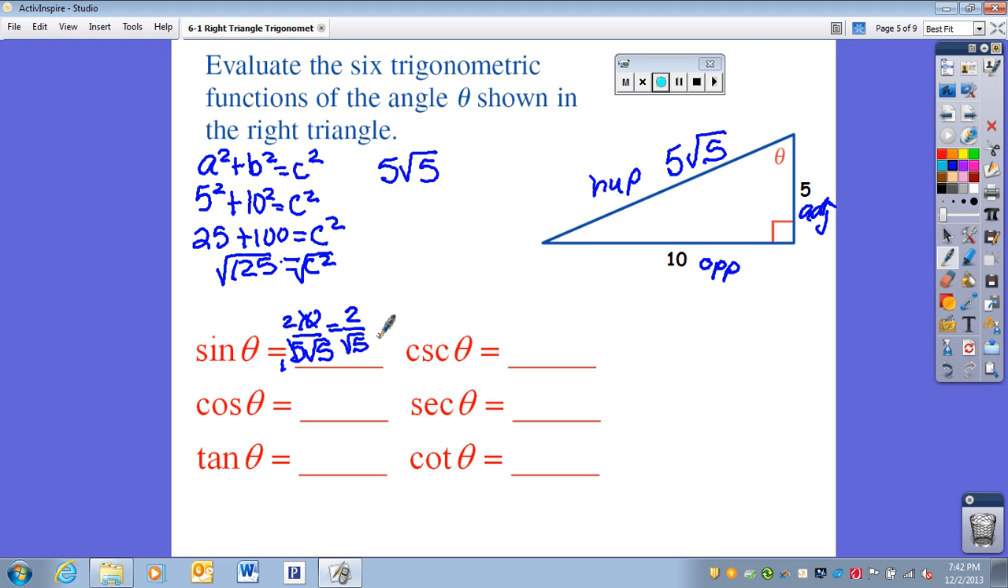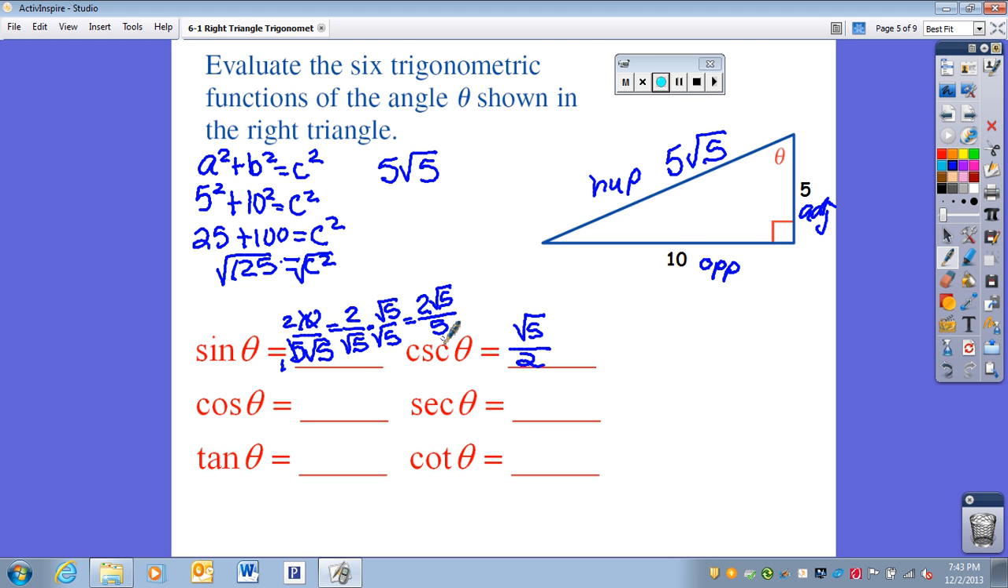Now before I simplify this, I'm actually going to take the inverse to find the cosecant, and that way I have the square root of 5 over 2, so there isn't a root in the denominator, and we don't have to simplify that one any further. Now coming back to the sine function, we need to multiply both the top and the bottom by the square root of 5, which is rationalizing the denominator. So that gives us 2 times the square root of 5 over the square root of 25, which is 5. And remember that we cannot simplify the radical and the number that is in the denominator because they are not the same.